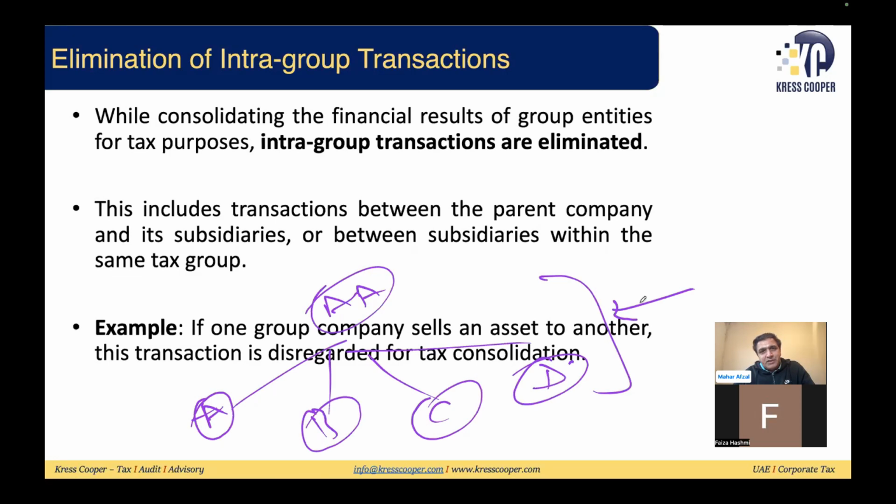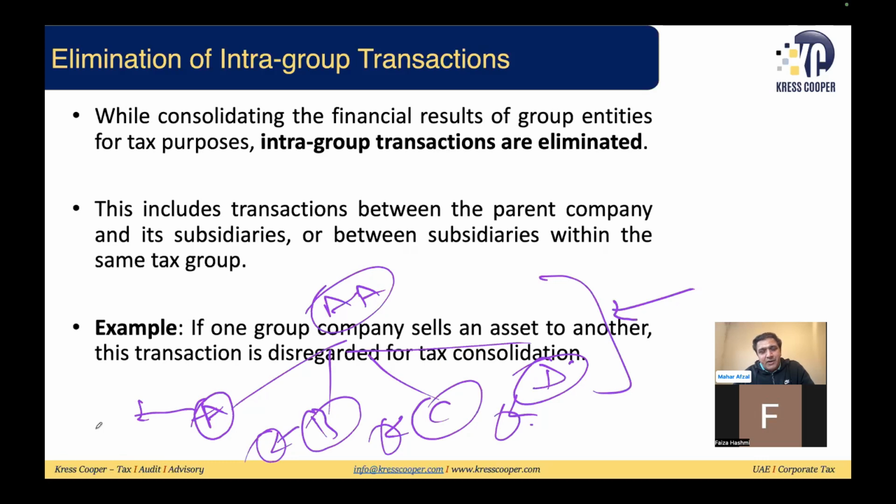So the first question is, do they need to prepare separate consolidated financials for tax purposes? Yes. Maybe for accounting purposes there are 15 entities, and within the 15 entities there might be one group or multiple groups. Each group is liable to prepare the financial statement for tax purposes. First of all, each individual entity in the group, A, B, C, D, will calculate its taxable profit. Then it will be consolidated.